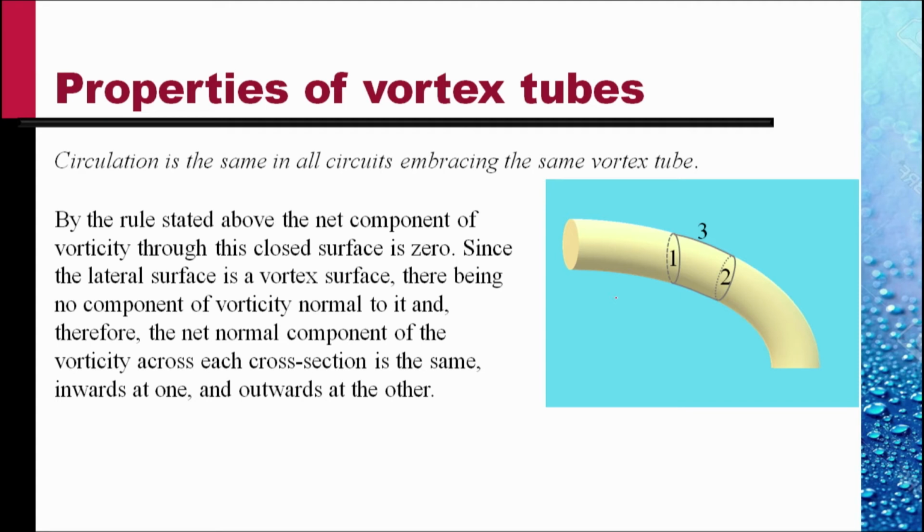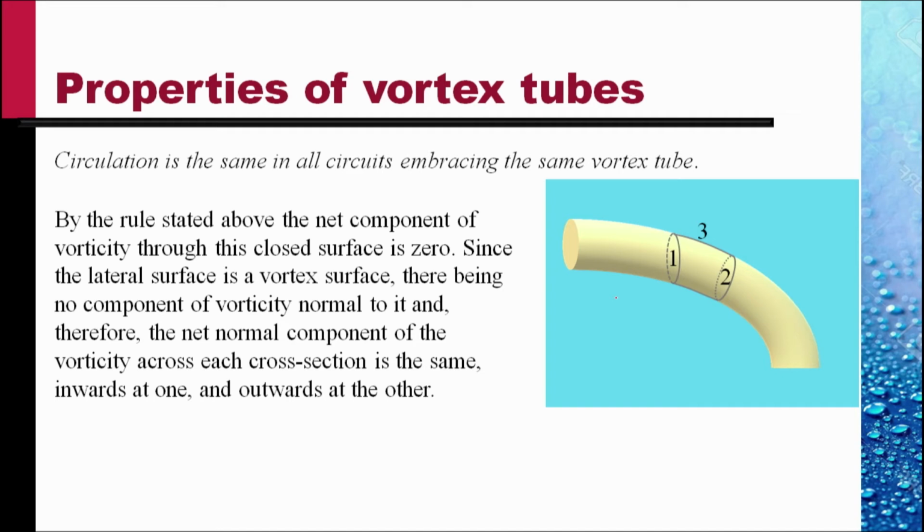So the vorticity through this surface is 0. So the integral of vorticity dot dA over surface 1 must equal the vorticity dot dA integrated over surface 2. That is, the net component of vorticity across each cross section is the same, inward at one and outward at the other.